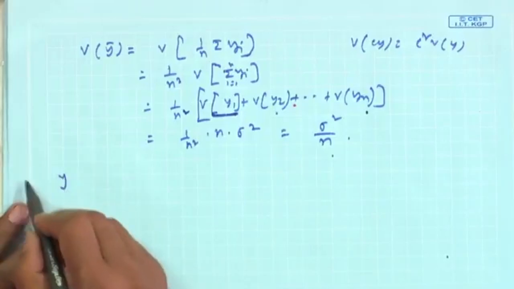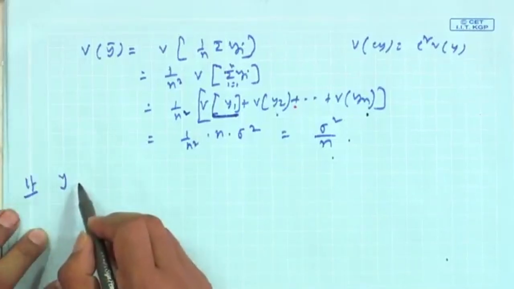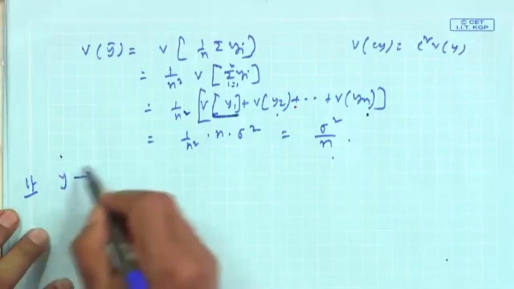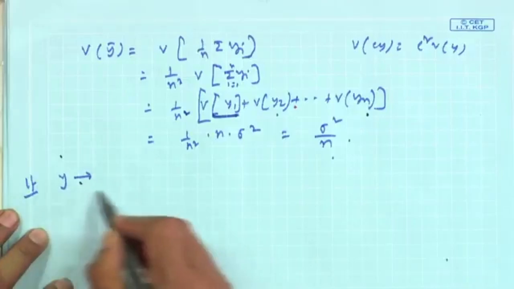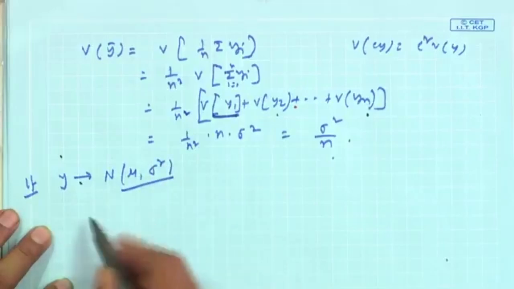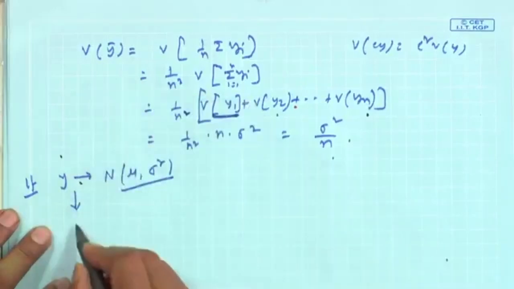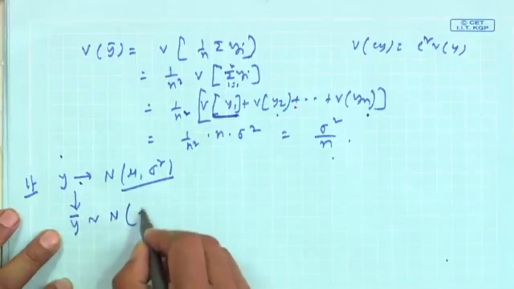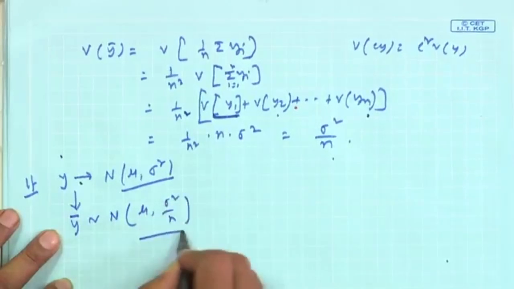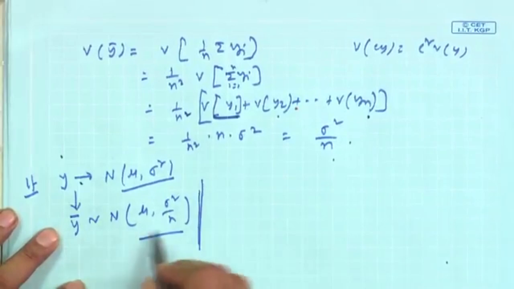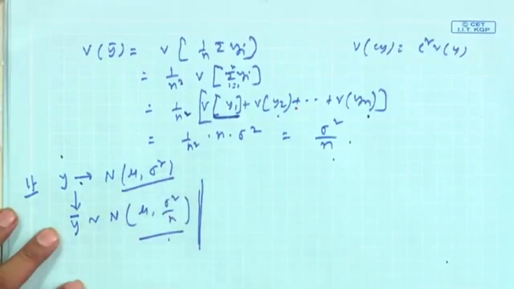So, that means if y is the original variable that is basically characterizing the population, and if it is normally distributed with mu and sigma square, then if you sample, the statistic y bar will also be normally distributed with mu and sigma square by n. Okay. So, that is the interesting observation here.